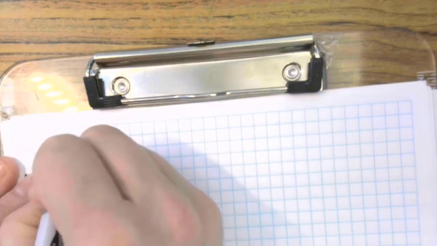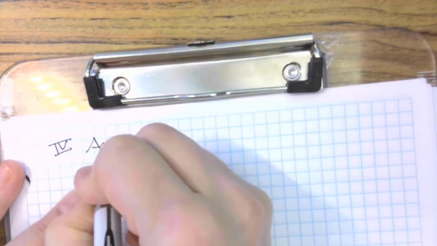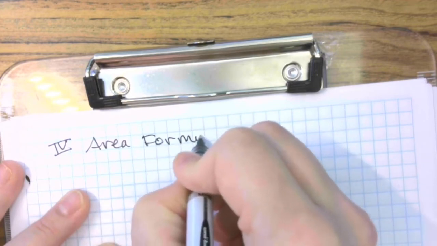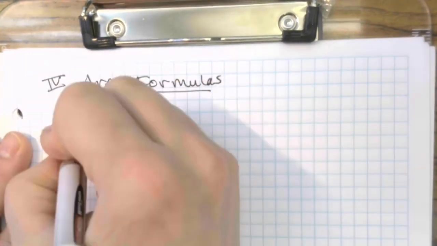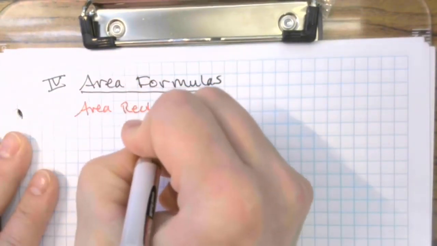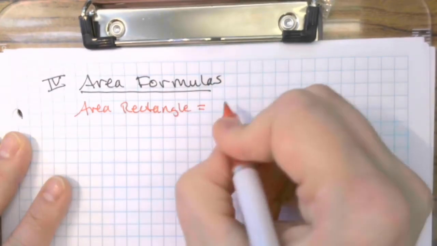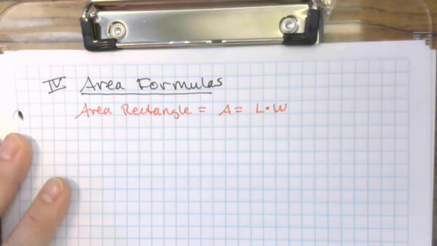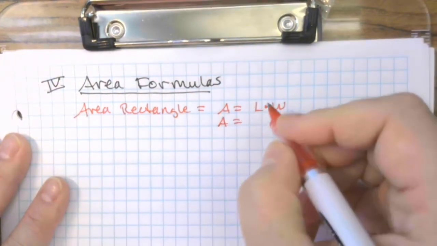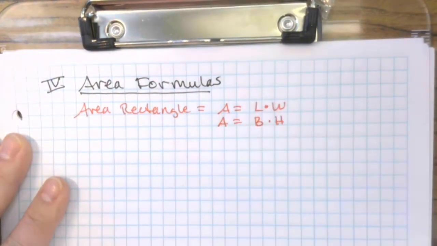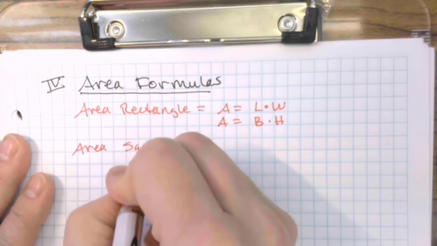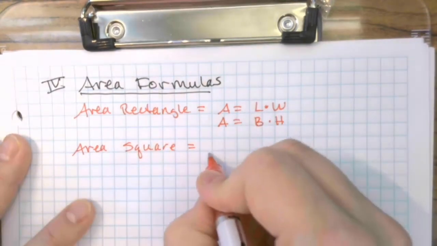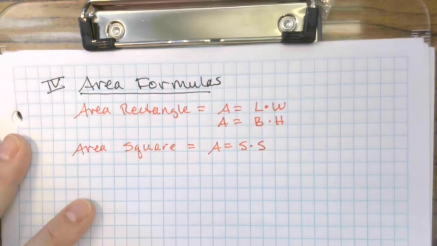Okay, Roman numeral 4. I'm just going to give you some area formulas in case you need them. We have the area of a rectangle, which is area equals length times width. Sometimes you'll see it area equals base times height. It just depends on what you're used to seeing. Of course, the area of a square is easy because the sides are the same. So area equals side times side, or area equals side squared.